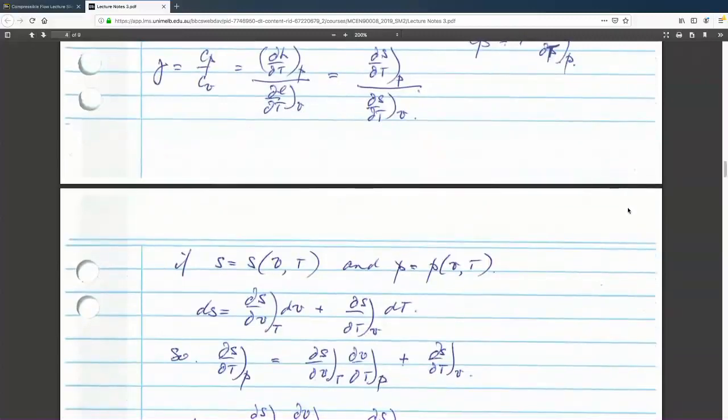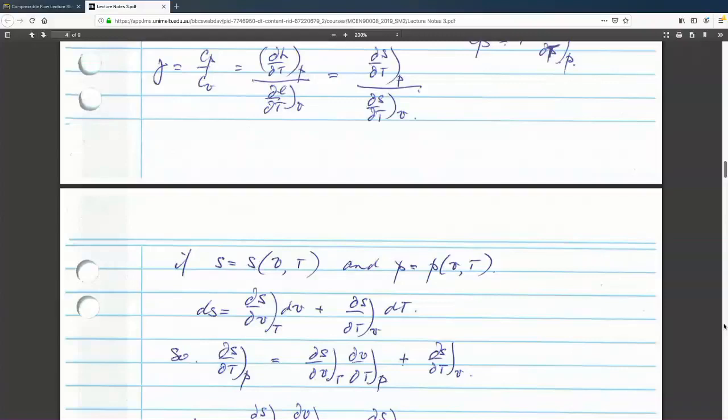So if we had an equation, and S is an equation of state, if S is a function of V and T, and P is a function of V and T, then this is, all right. This statement here is mathematics. That's just for a function of two variables. That's a statement of mathematics. So now I can work this out.